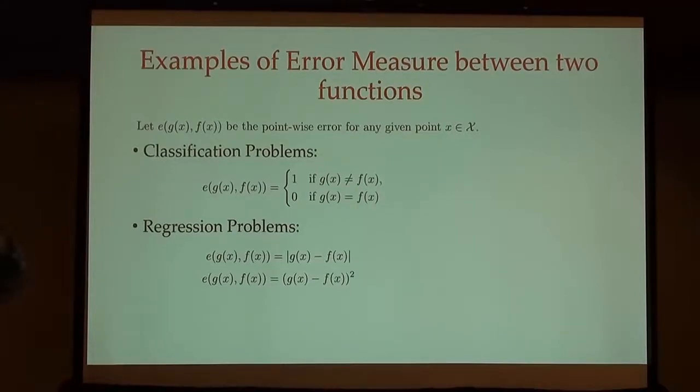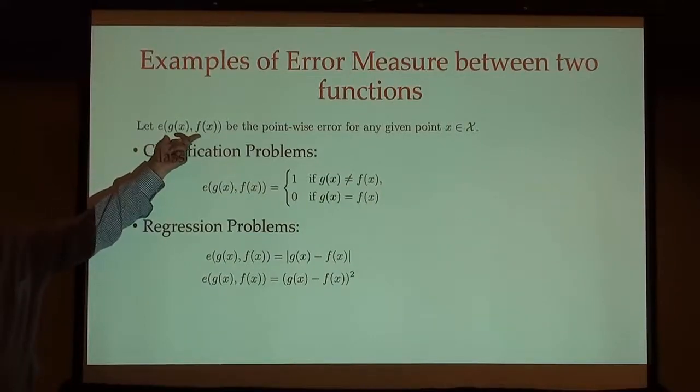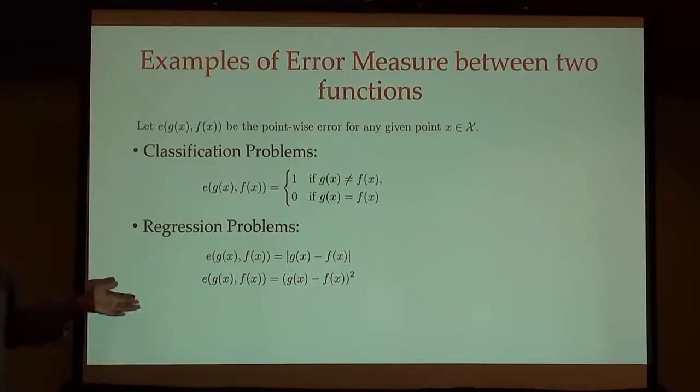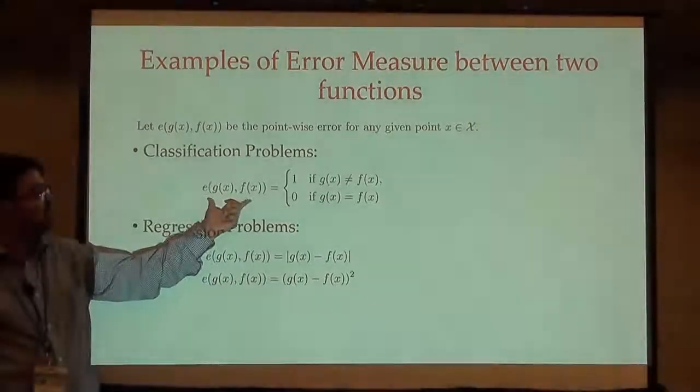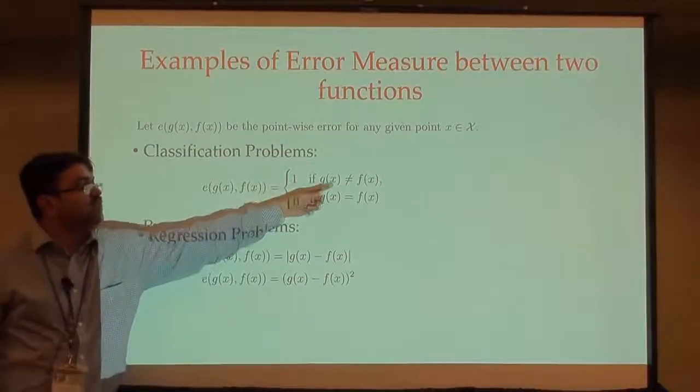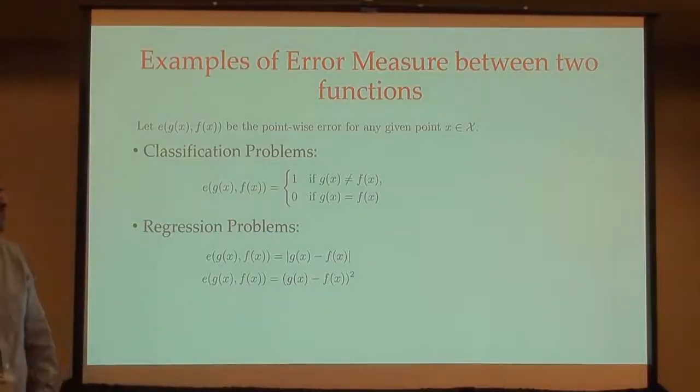First we need to define a pointwise error. Remember, f(x) is my unknown function and g(x) is the function that I want to approximate f with. At any point x in my domain, capital X, E(g(x), f(x)) is the error or loss at that point. I am calling it the error function; people call it the loss function. Both terms are used. As an example, for classification problems, the error at any point is 1 if you do not agree on the given data point, and 0 if you agree.